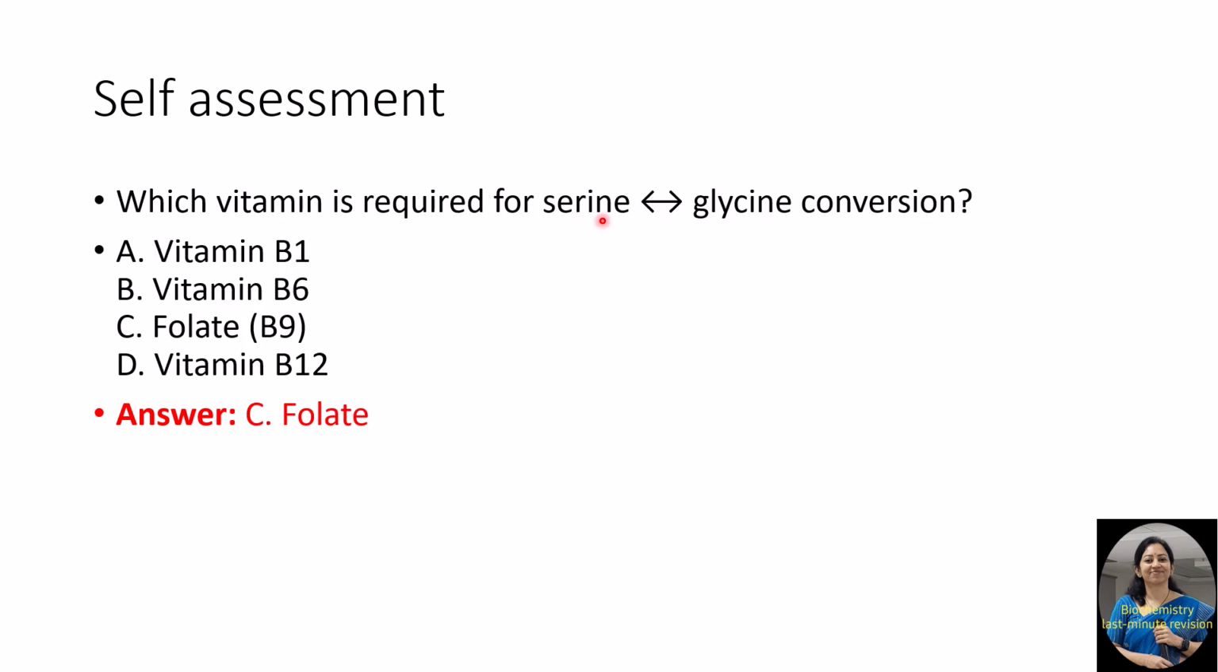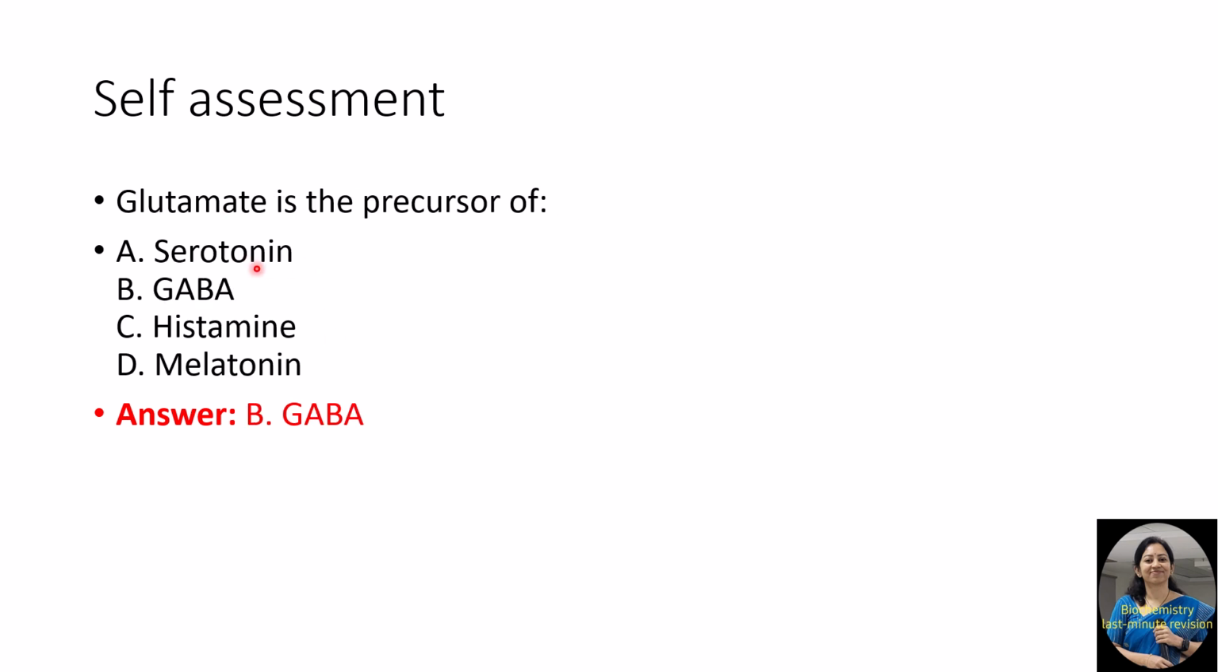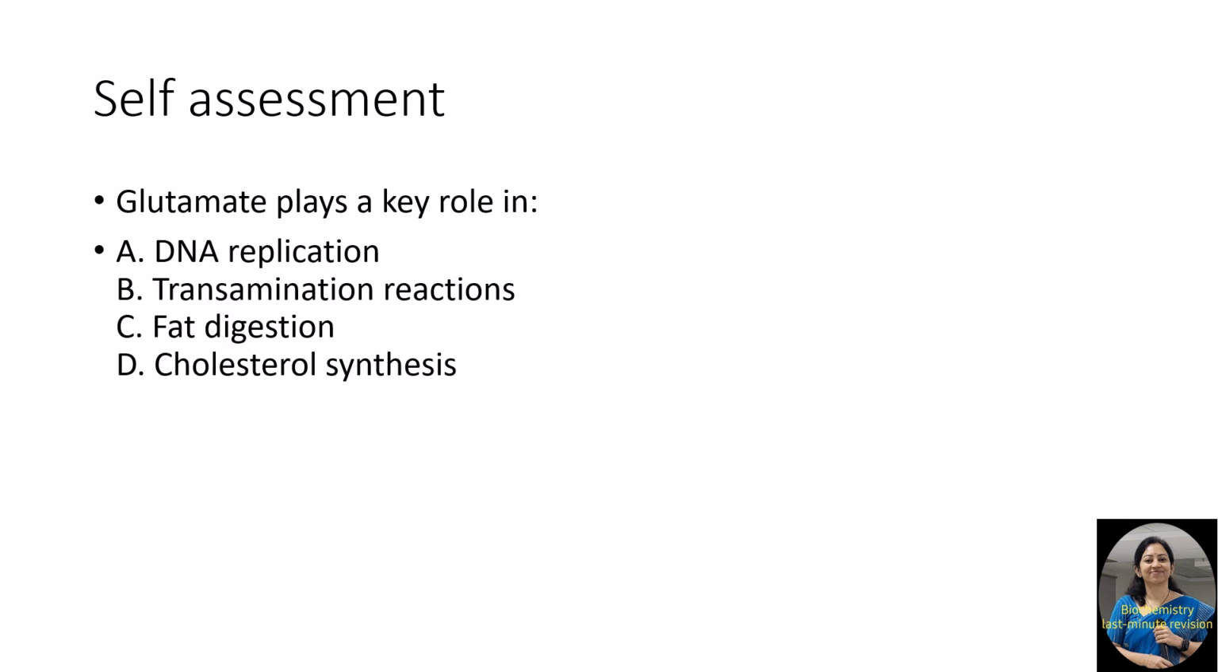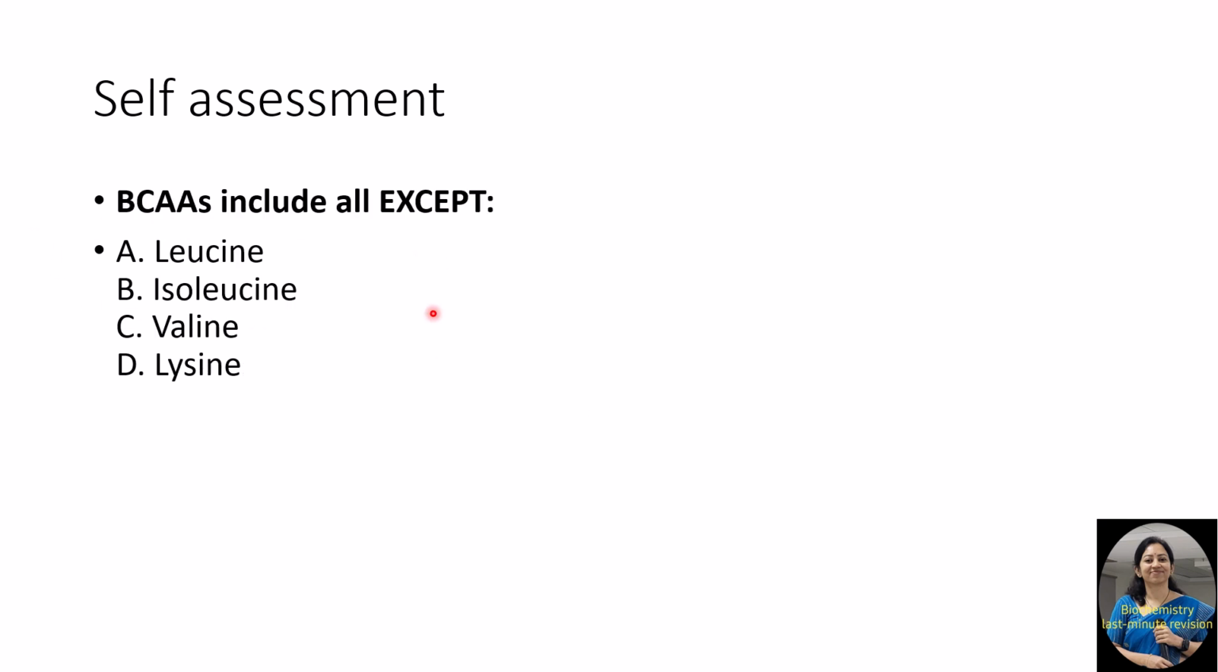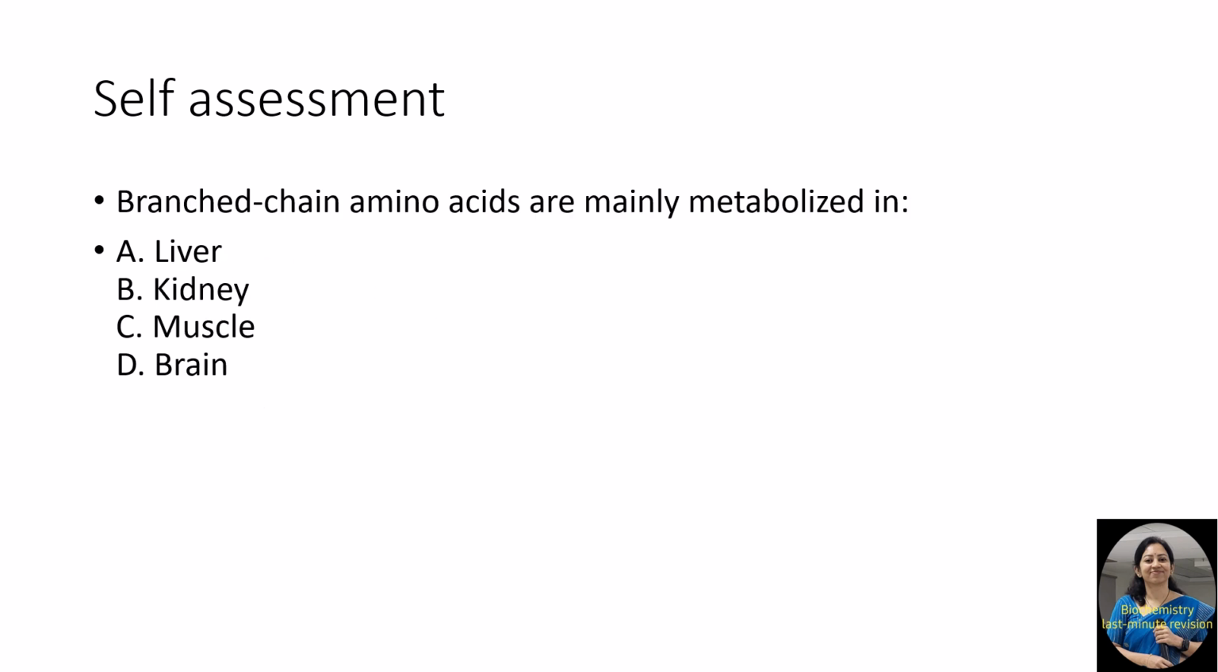Which vitamin is required for serine to glycine conversion? It is folic acid. So glutamate is a precursor of GABA. Serotonin is formed from tryptophan, histamine from histidine, melatonin again from tryptophan, and glutamate is a precursor of GABA. So glutamate plays a key role in transamination reaction. Okay. So branch chain amino acids include all except lysine. Branch chain amino acids are mainly metabolized in muscle. Muscle has a preference for branch chain amino acids for utilization for muscle contraction.